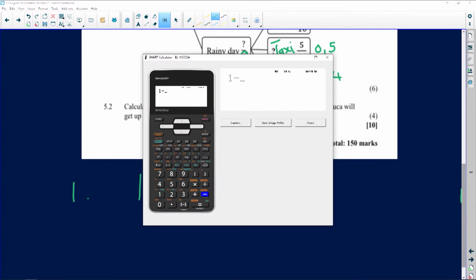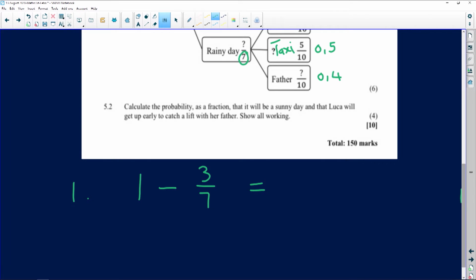So 1 minus 3/7 gives us 4 over 7. So it would be 4 over 7 to find the first missing value that we have over there.